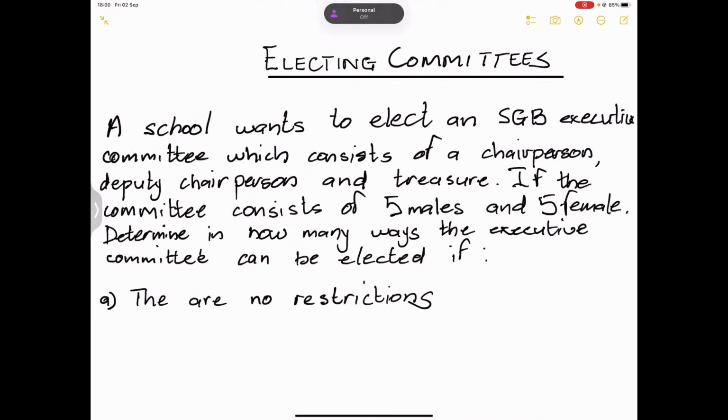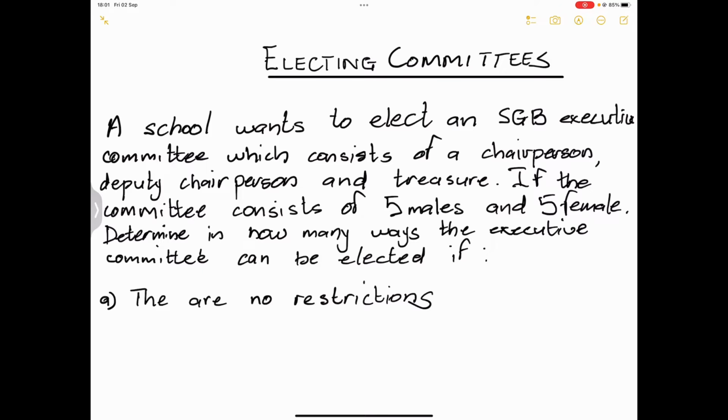All right, now let's get into our lesson. Hope you enjoy it. All right, now let's consider an application. Since we've learnt about all the rules on fundamental counting principles, we're going to just consider some mixed examples in this case. So the first one I want us to look at, electing committees.